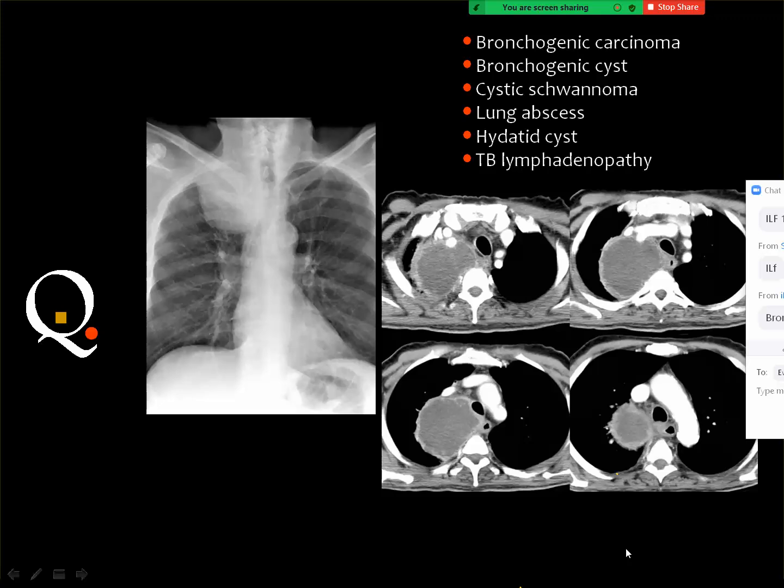Bronchogenic carcinoma, no. Abscess, no. Bronchogenic cyst is right. Then the bronchogenic cyst is right because this is a mediastinal pathology and is not a pulmonary pathology. Number one, this lesion cannot represent a bronchogenic carcinoma.